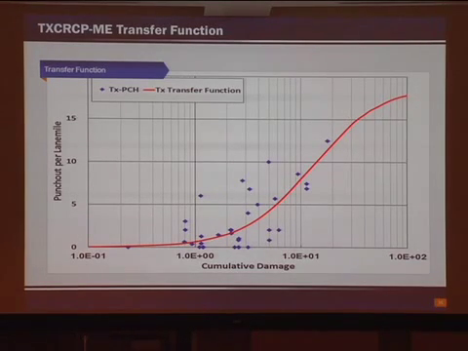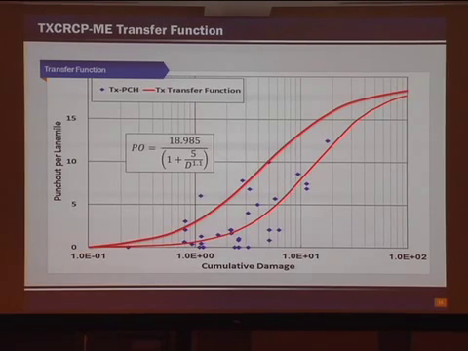So this is the transfer function. Transfer function is the most critical part of ME design. Basically, it will link the damage with the predicted distress for CRC. So the researchers looked at each CRC section in our PMS which has punchouts, and then they counted the real number of punchouts, and also the traffic applied, and then they developed this transfer function.